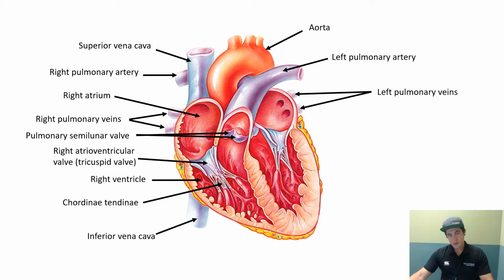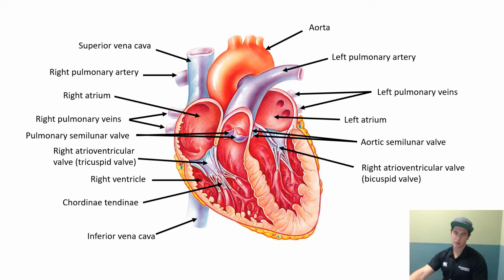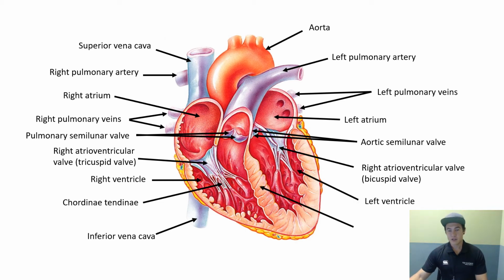Then we have our left pulmonary veins, bringing oxygenated blood into the left side of the heart, which we know always has oxygenated blood. Left atrium, our aortic semilunar valves, our right atrioventricular valves, or our right AV valves, bicuspid, left ventricle, and then the middle muscle wall is called the septum.